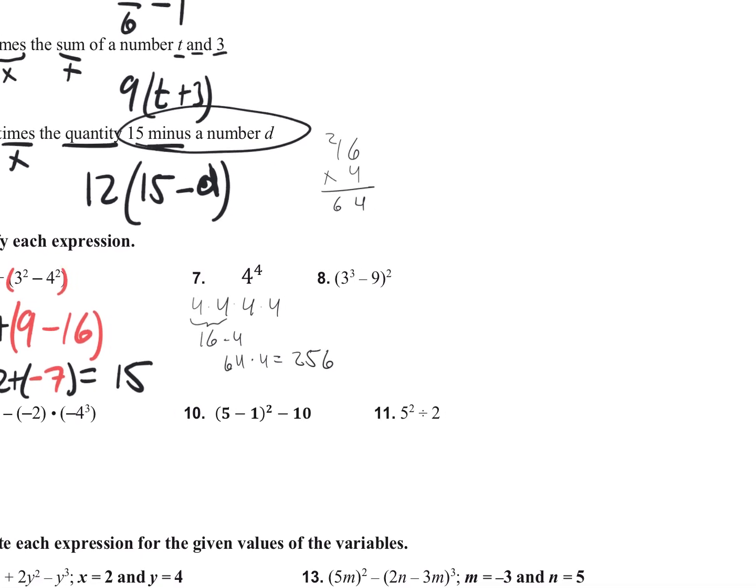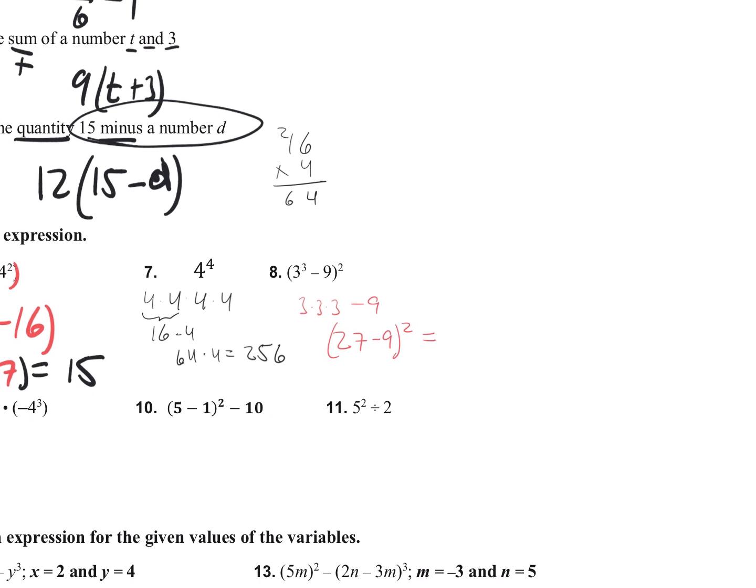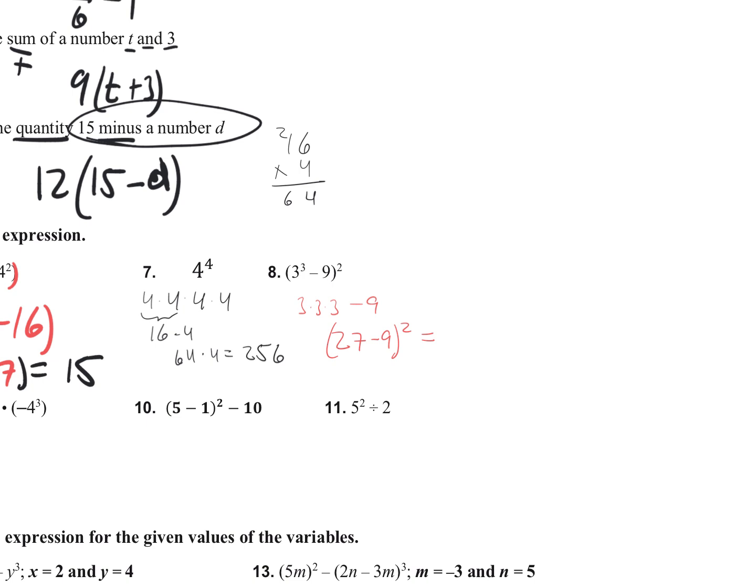And then number 8, again, we're doing parentheses, exponent, multiplication, division, addition, subtraction, PEMDAS. Inside of our parentheses, that's what we're doing first. Inside of our parentheses, I have a 3 to the 3rd power, so it's going to be 3 times 3 times 3 minus 9. 3 times 3 is 9, times 3 is 27. So then 27 minus 9, and then all to the second power. We can still work inside of our parentheses, so 27 minus 9 is going to give you 18, and then you do 18 to the second power.